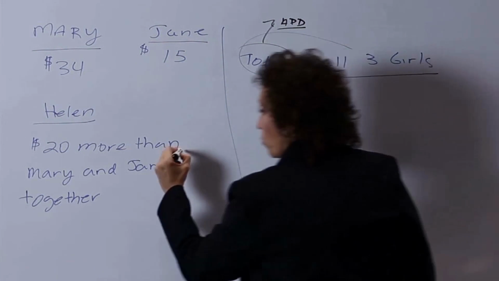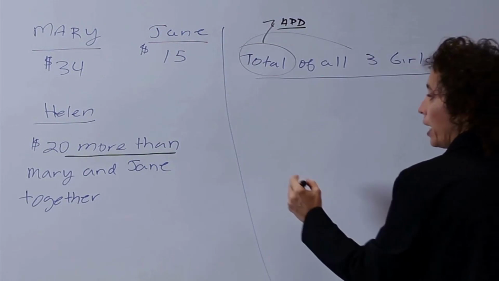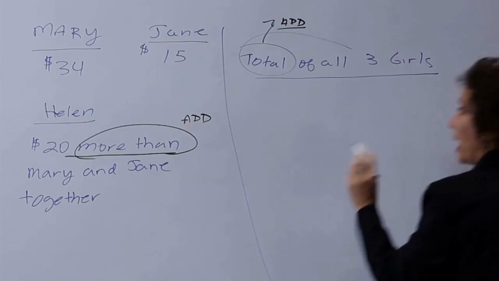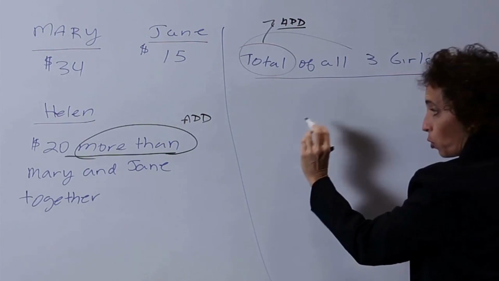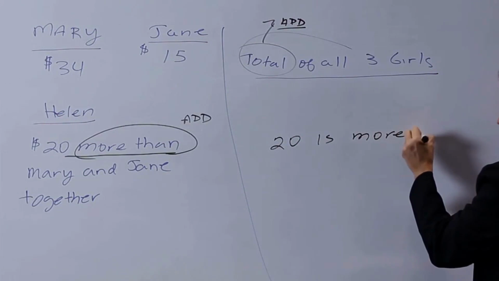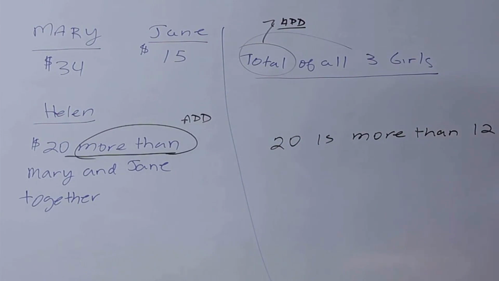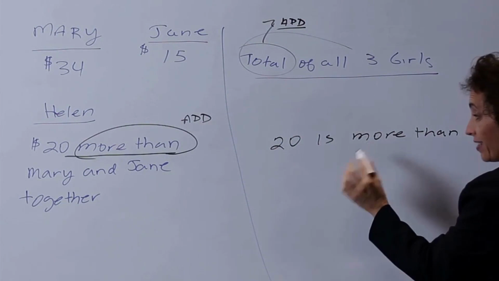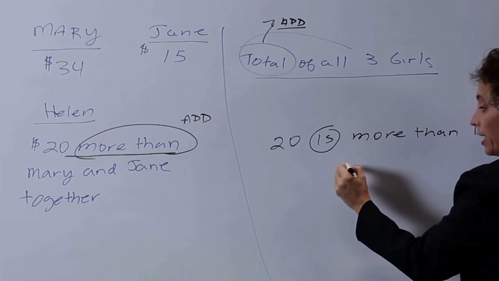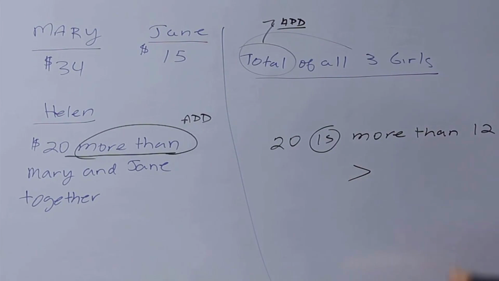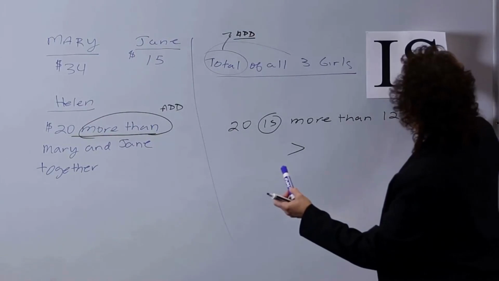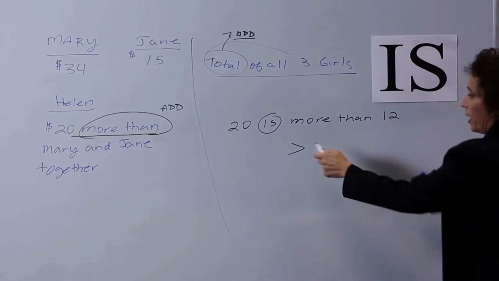Then we have this phrase, more than, okay? The phrase more than also tells us to add. But I don't want you to confuse more than with is more than, so watch this. If I have 20 is more than 12, okay? That is not a plus. That is not addition. Is more than, because of the word is, more than is the inequality symbol. The is so important because the is changes an addition symbol to an inequality symbol.